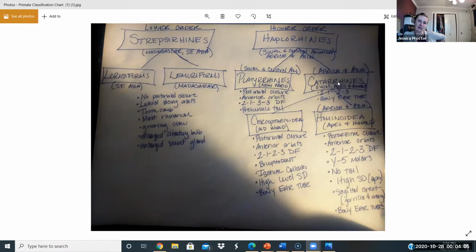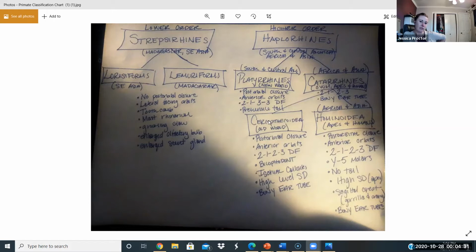And then over here, you've got your Catarrhines, which include Old World monkeys, apes, and humans. Geographically, you find them in Africa and Asia. Your dental formula is 2-1-2-3. So that's something that we share with them. Humans, Old World monkeys, and apes all have the same dental formula. And they also have a bony ear tube. And then underneath the Catarrhines, you have two more distinctions. These are the two superfamilies that go underneath Catarrhines.